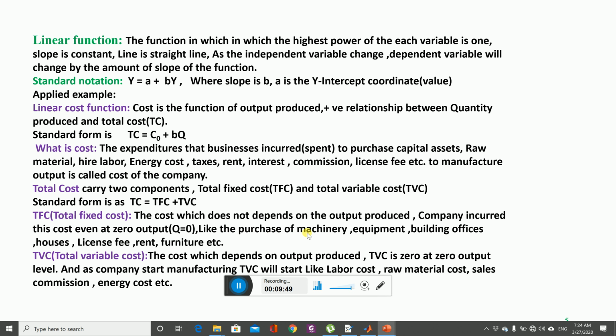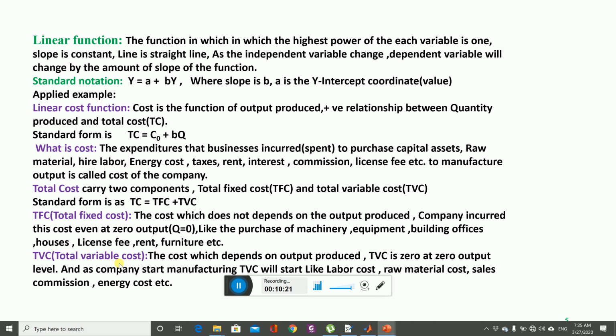Like the purchase of machinery, equipment, building, offices, houses, license fee, paying interest to the bank, rent, furniture, these are all the fixed cost of the company. Fixed cost is that cost which does not depend on the output produced. Whether the company is working or not working, the businessman has to spend $1 million to install the factory. That installation cost is called fixed cost.